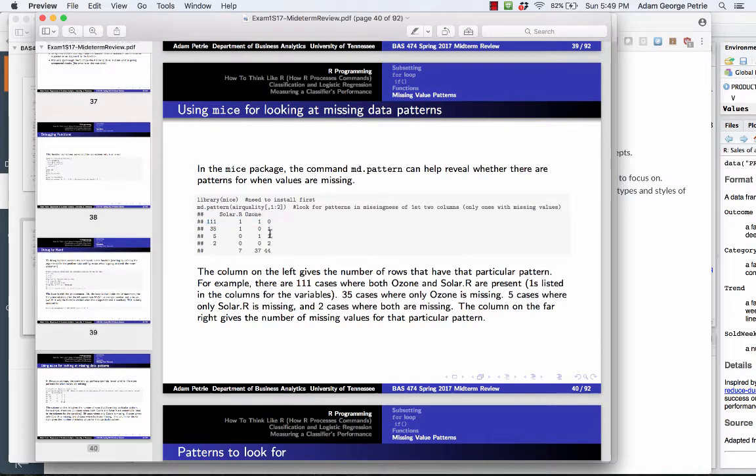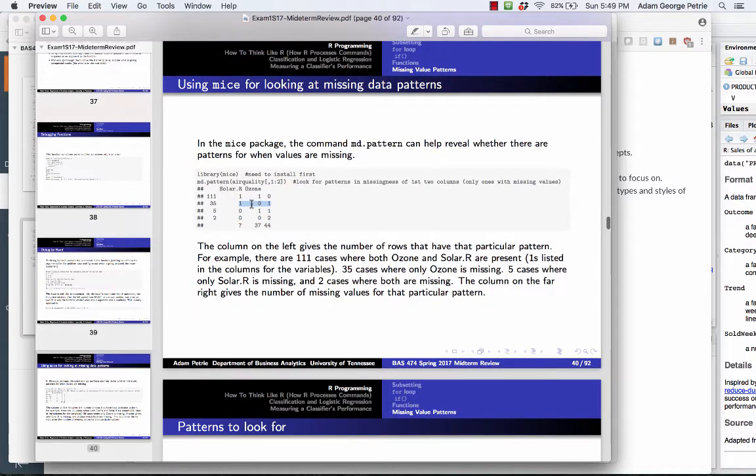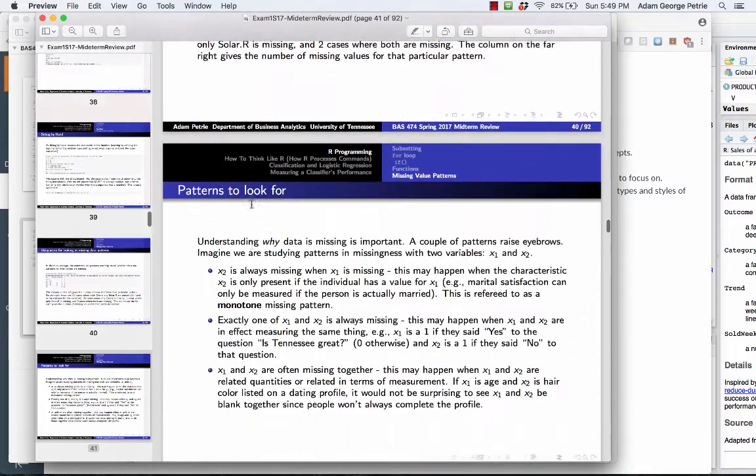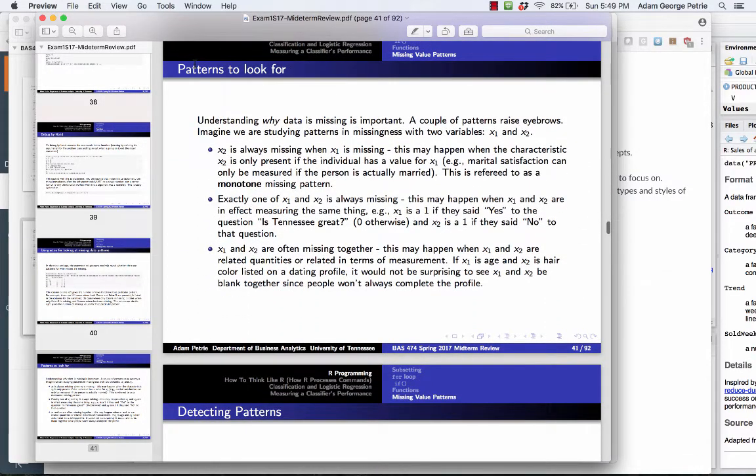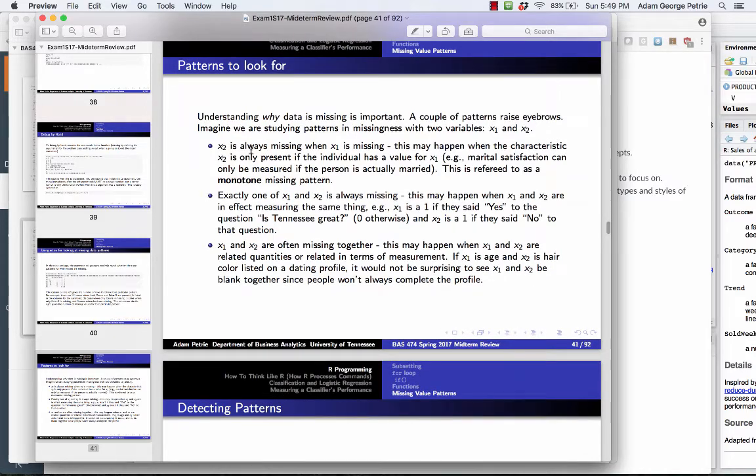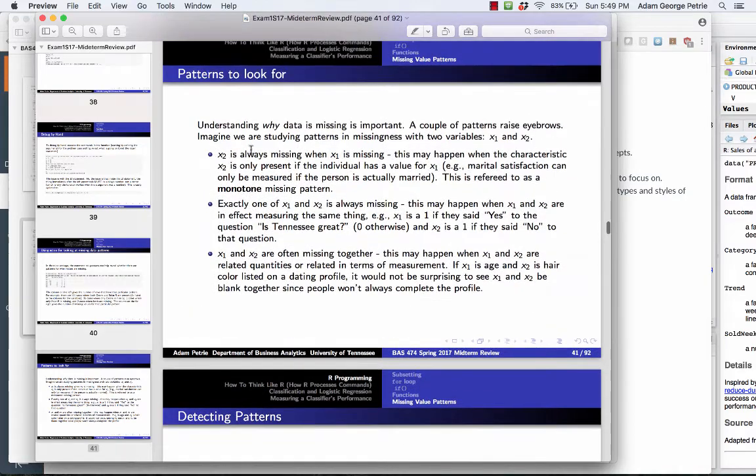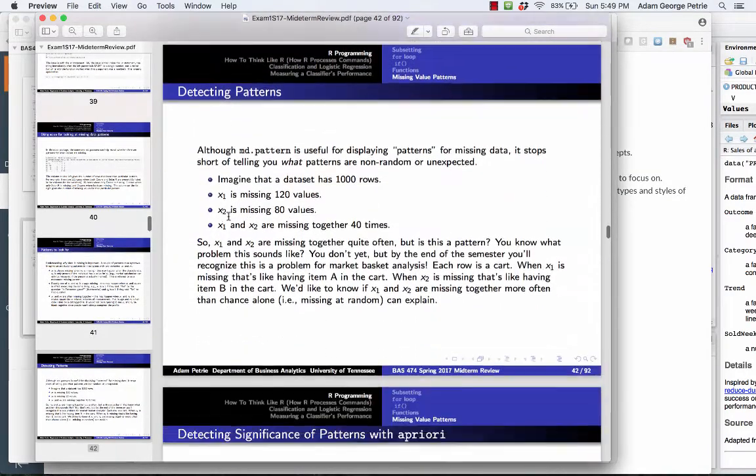The number on the very far right is telling you the number of missing values associated with that missing value pattern. This one has 2 missing values, this one has 1 missing value, etc. Being able to read that is definitely something that you'll be expected to do on the exam. I'm not going to test too much about patterns to look for here. We didn't really cover this in class in all that much detail, and I never asked you a homework question about it, so don't worry too much about this slide here.